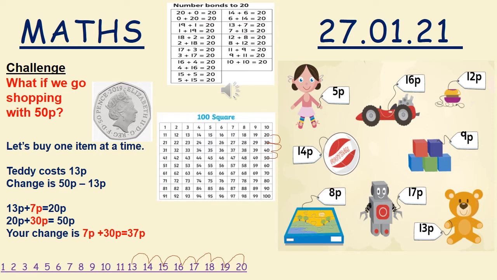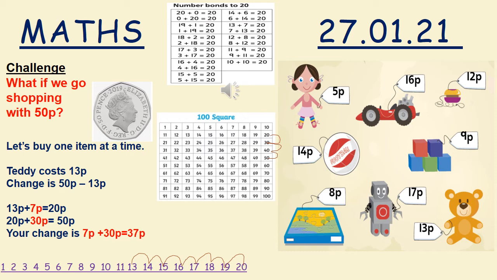Okay, let's have some challenge now. We're going to go shopping with 50p. This time, no longer 20p, 50p. Okay? So we're going to go to the shop to buy a teddy. How much is my teddy? 13p. How much am I giving the shopkeeper? 50p. Okay, the shopkeeper is going to give me back some change because 50p is too much. The teddy is only 13p. So I'm going to set out my work like this. Teddy costs 13p. Change is 50p minus 13p.